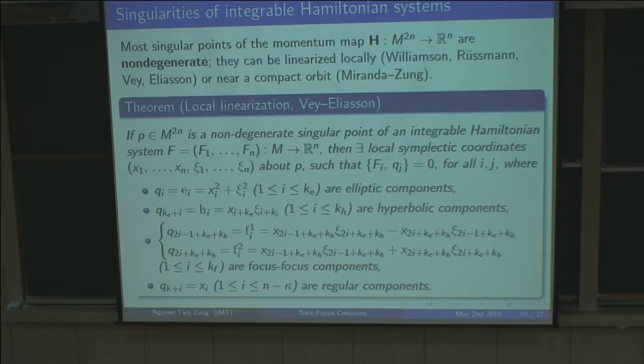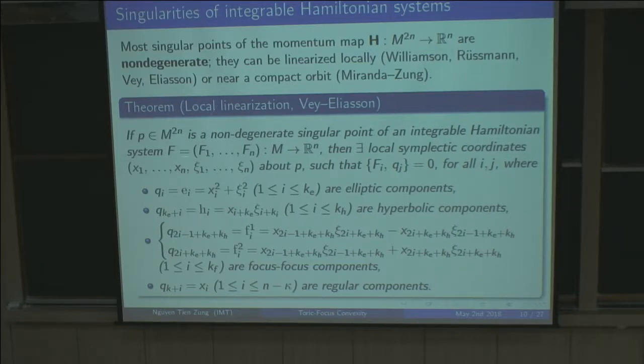Call it non-degenerate. And locally, there is a local linearization theorem, which is due to Vey in the analytic case and Eliasson for the smooth system, which says that whenever you have a non-degenerate singular point of a momentum map, then there is a local canonical coordinate system around the singular point, and functions q_i, which commute with the original momentum map. So you can change the momentum map F to the new momentum map Q, with these components q_i, in such a way that the q_i are quadratic or linear.